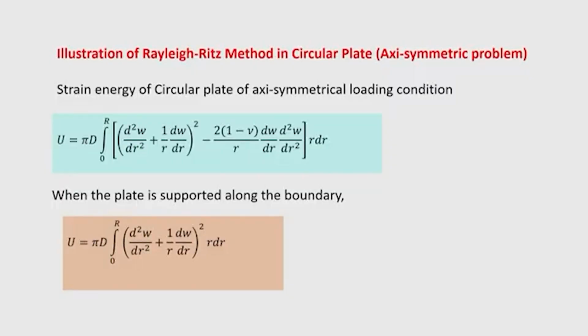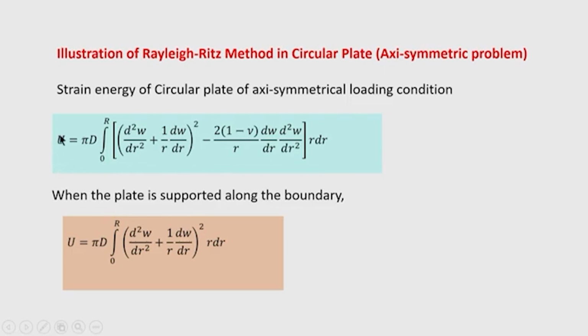Next, let us illustrate a problem of a circular plate. Of course, we are taking here an axisymmetrical problem, because so far we have discussed only the axisymmetrical problem of the circular plate. The plate has an axis of rotation, rotational symmetry, and the loading and boundary condition are symmetrical with respect to this axis of rotation.